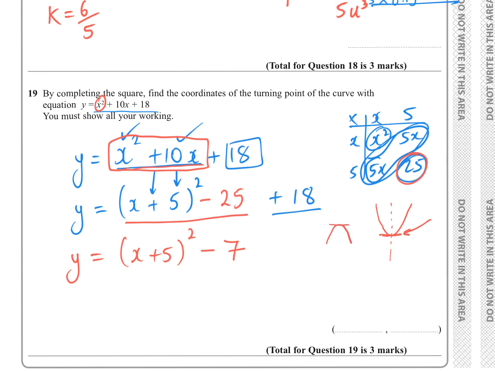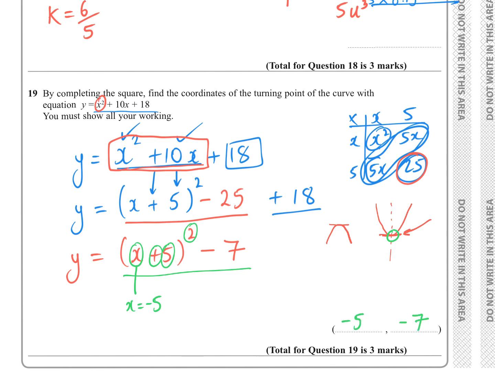And the maximum would be up here. So we want to minimise it. So we want to make this as small as possible. And the only way of doing that is to call x negative 5, because negative 5 add 5 would give us 0. 0 squared would be 0, take away 7. So if we said x was negative 5, then y would be negative 7.